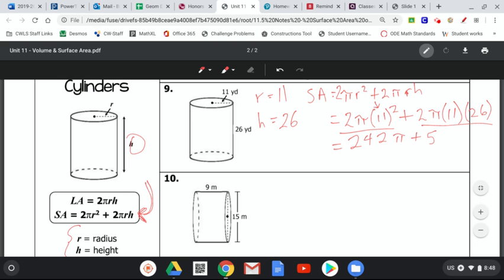plus 572 pi. Now, guys, if they're looking for the exact answer, if we just have that pi, it's like we have x. So if we're saying 242x plus 572x, we just add the two together. Same thing with pi. We're just going to do 242 plus 572, and that would give us 814. So if they're looking for an exact answer, the exact answer is 814 pi.